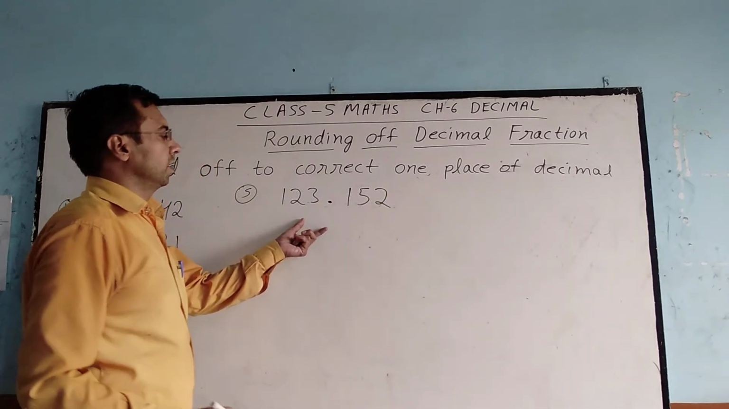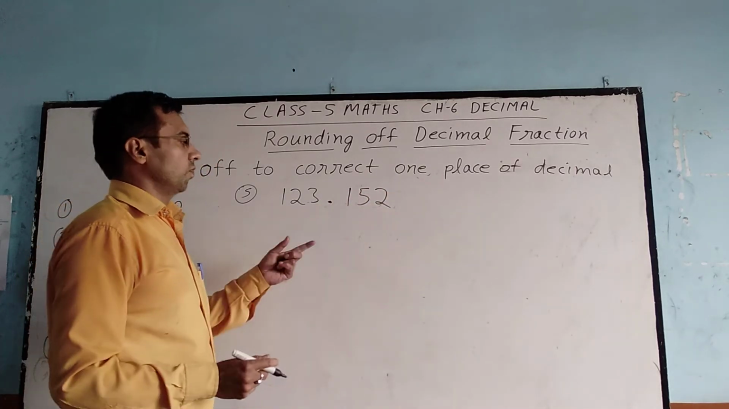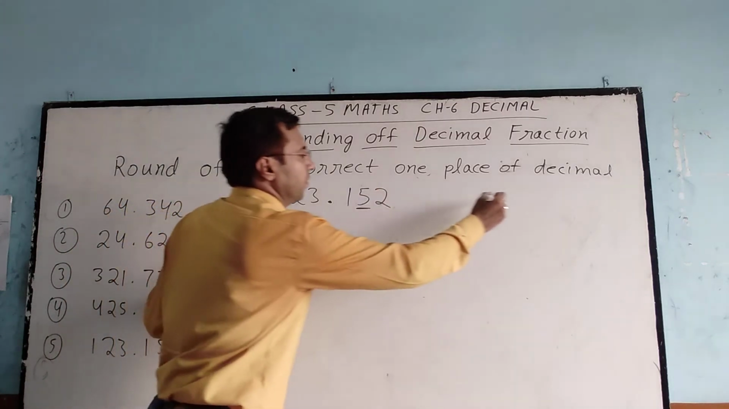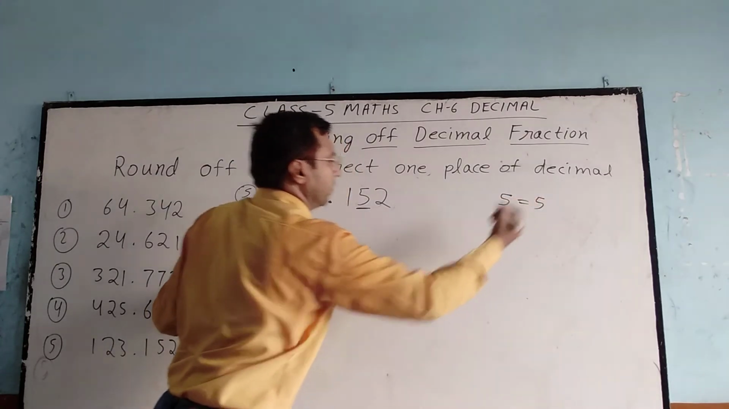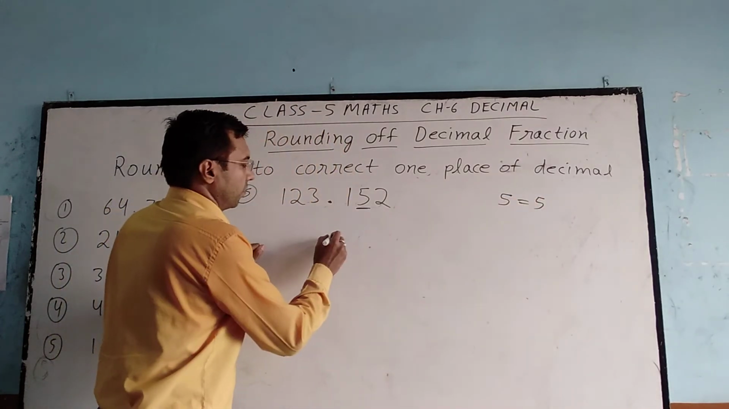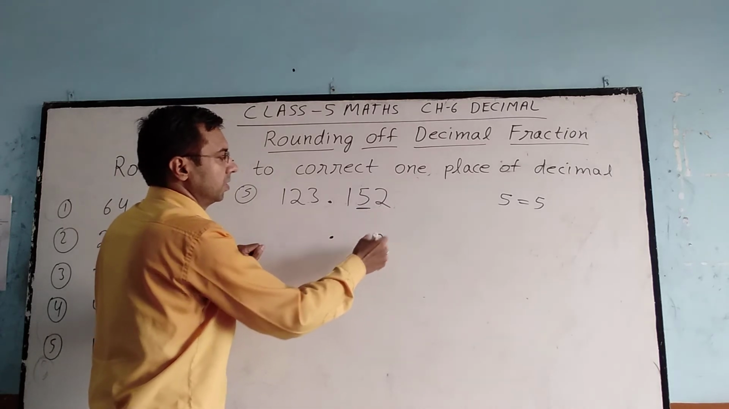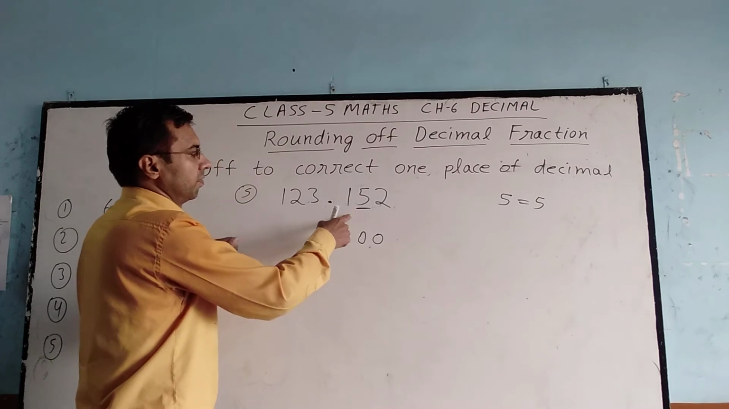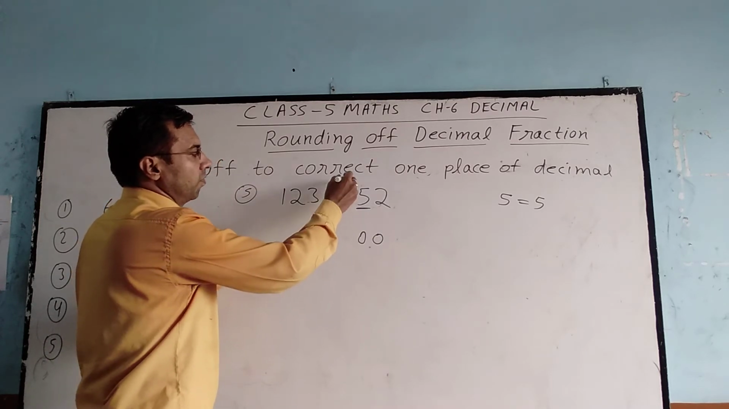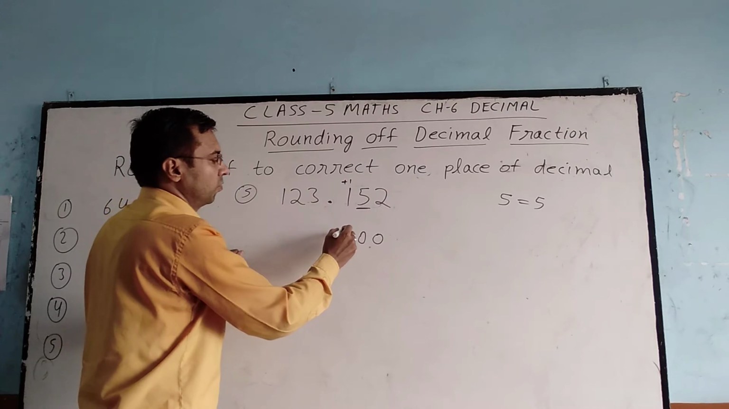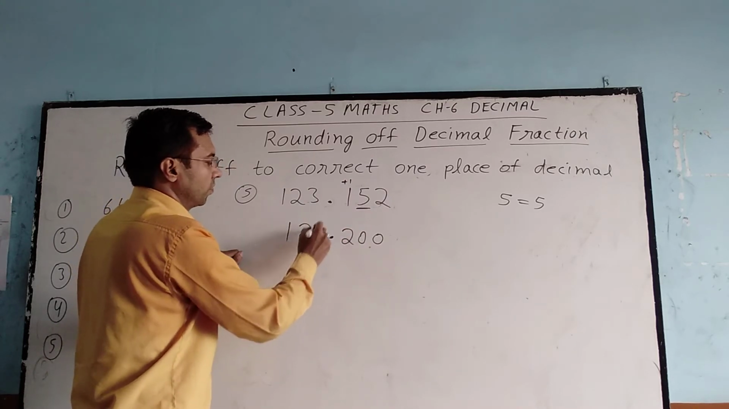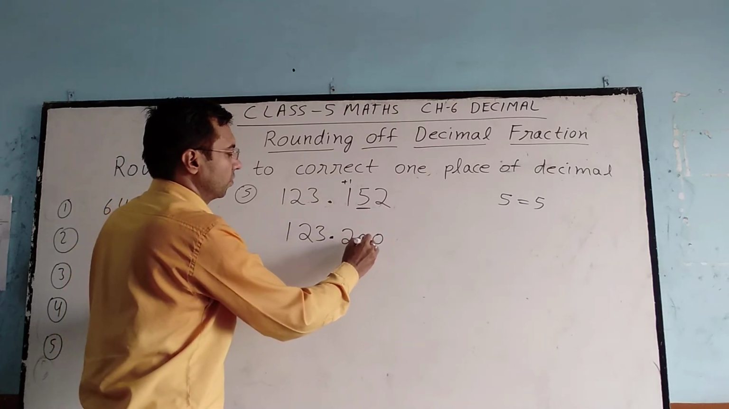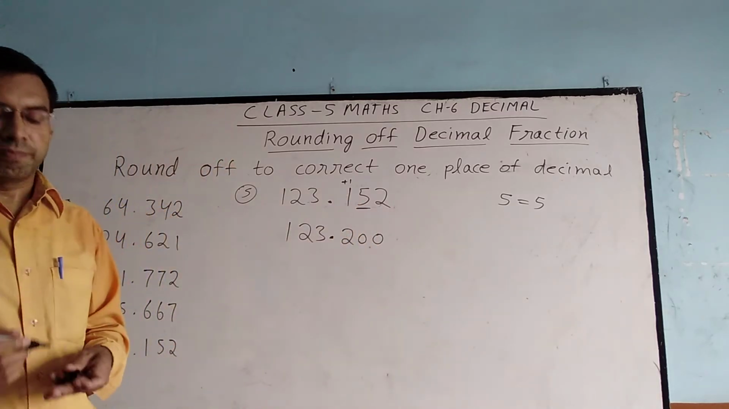Student, 123.152. So what do we do? See here, the hundredth place digit is 5. 5 is equal to 5. So what do we do? We change this thousandth place digit 2 to 0, the hundredth place digit 5 to 0, and we add 1 in the tenth place digit. 1 plus 1, 2. So student, this is round off to correct one decimal place.